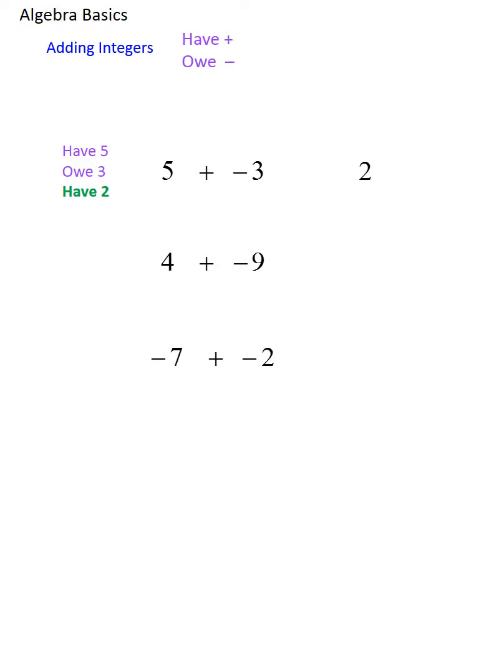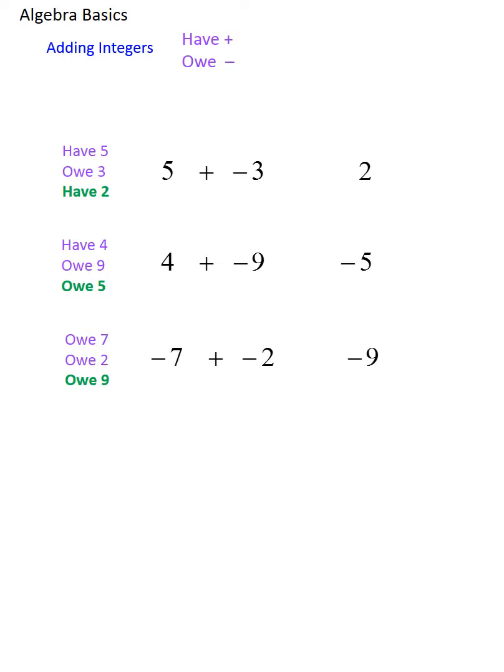On the second problem in the middle, we can think of that as having 4 and owing 9, a result that would be owing 5 because we couldn't pay off our whole debt of 9, only part of it. And you could think of the answer as -5 that way. In the bottom problem, using the having and owing analogy, you could think of two negatives as two different quantities that you owe, so you owe a larger quantity.